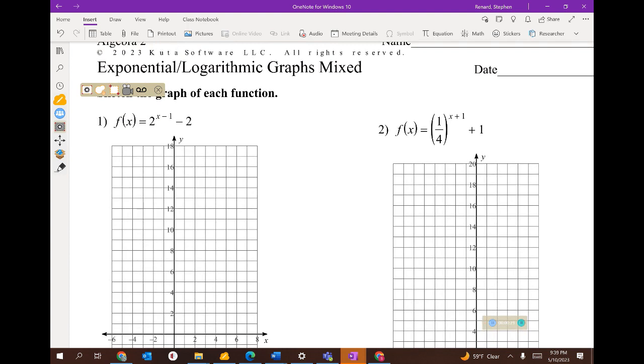What we're going to do is we're going to go over this worksheet that I posted on the Google Classroom. So if you want to download that and kind of have it with you as you're watching this, that'd be great.